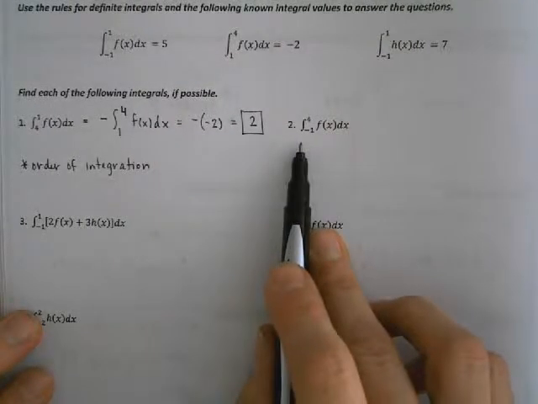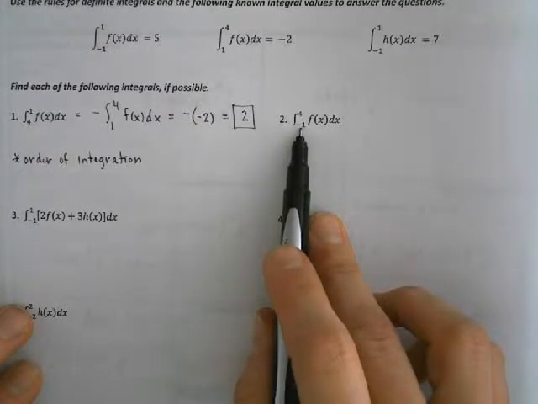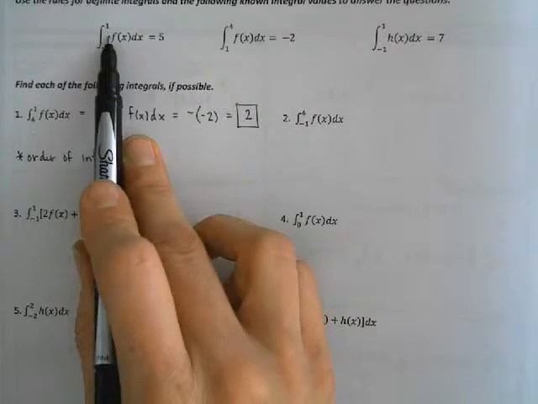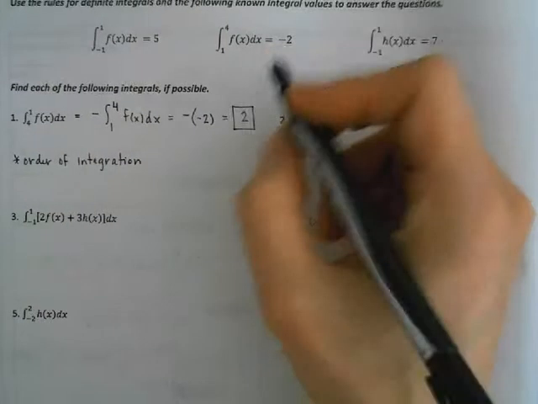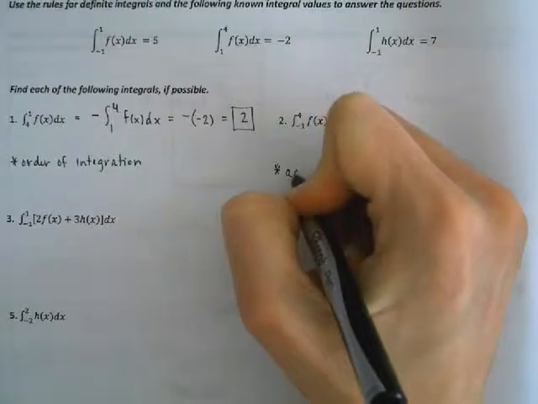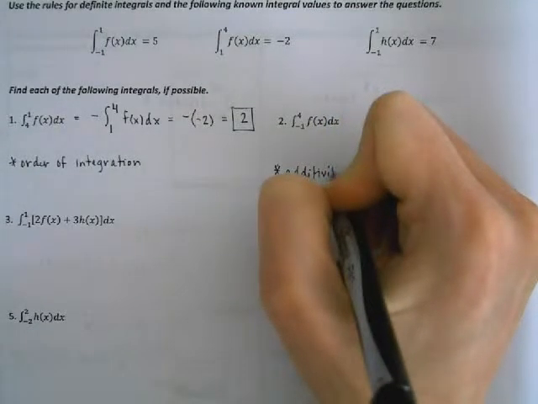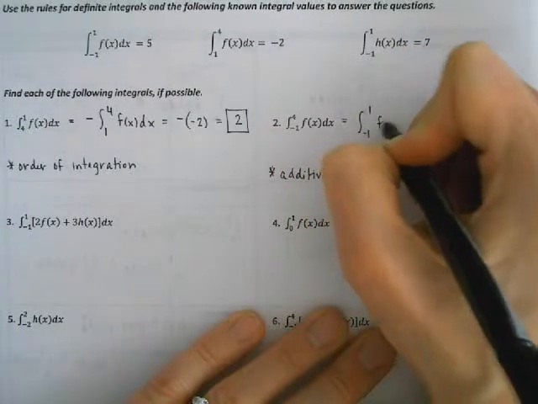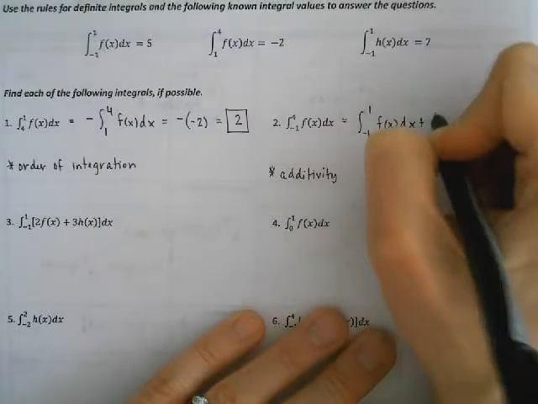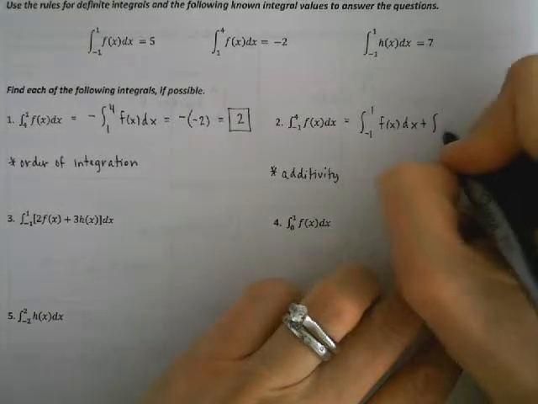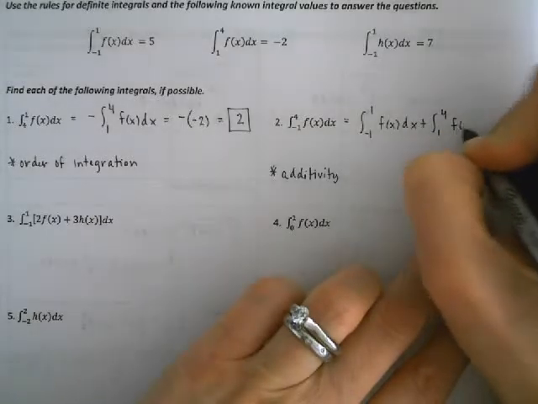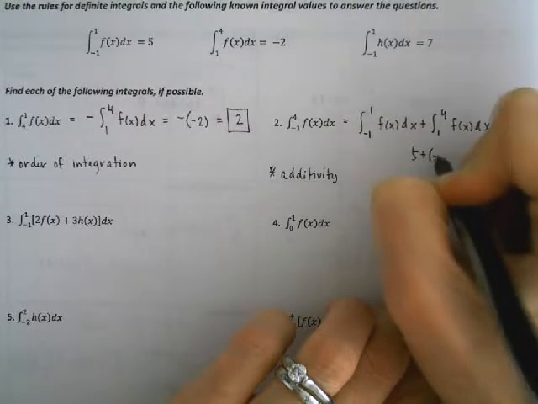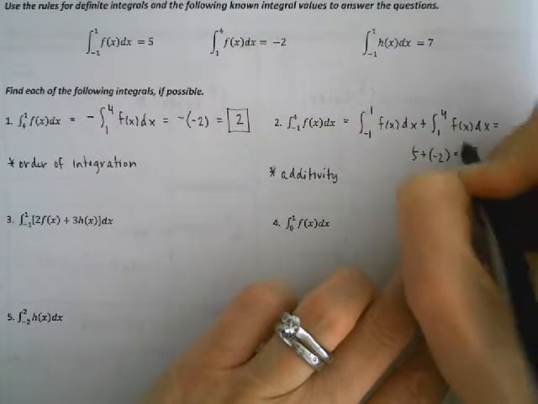Okay. Now, my next one, my integral is from negative 1 to 4. So what I notice here is that I have an integral from negative 1 to 1, and I also have the integral from 1 to 4. So this is going to be additivity here. So I know that this is equal to the integral from negative 1 to 1 of f of x dx plus the integral of 1 to 4 of f of x dx. And then I can just add those values. So 5 plus a negative 2 is going to give me a positive 3.